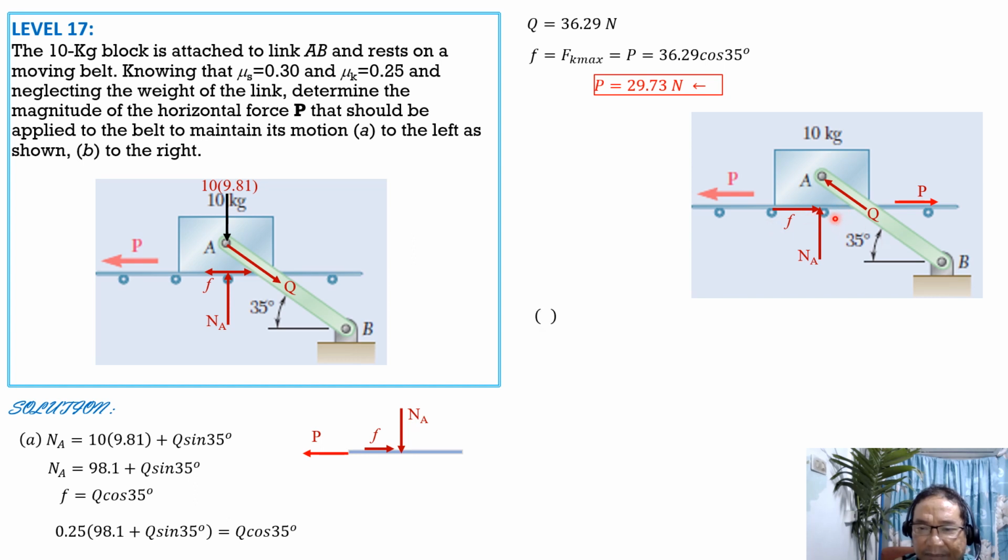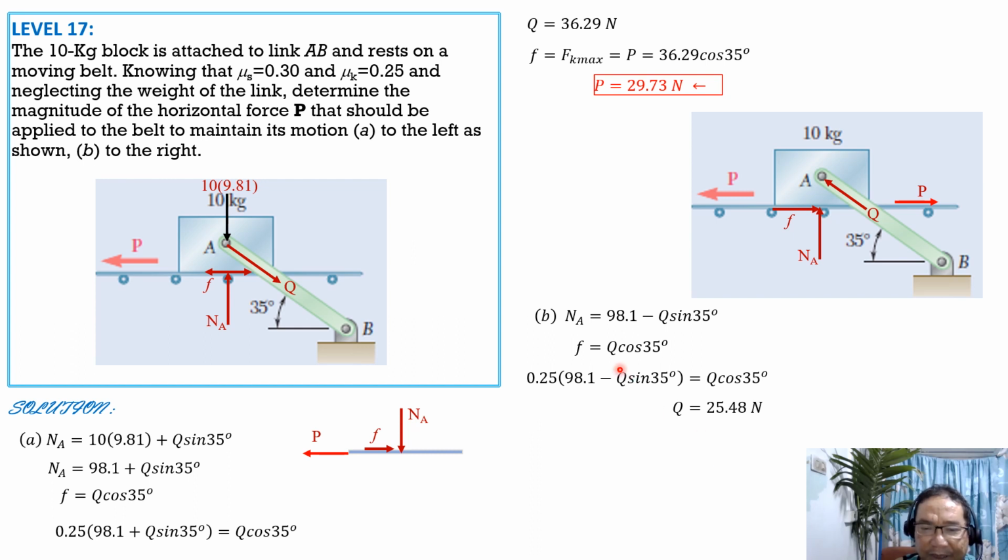of the belt, and Na equals 10 times 9.81, then minus Q sine 35 degrees this time because Q is up to the left. Then F is equal to Q cosine of 35 degrees, and this is also Fk max, so 0.25 of normal at A, 98.1 minus Q sine 35 degrees equals Q cosine of 35 degrees. Solving for Q, Q is 25.48 newtons.